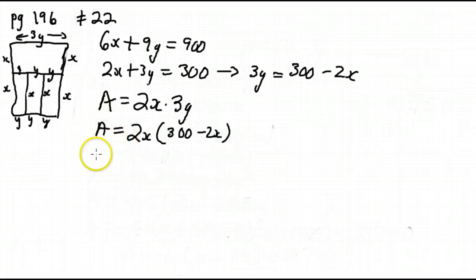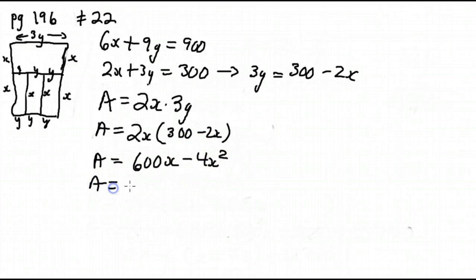Okay, this is a quadratic function. We're trying to maximize or minimize. This will be 600x minus 4x squared. So we are actually maximizing because this will open down. Let's rewrite this. Okay, now I don't get to arbitrarily change signs here, right? This is not equal to 0. I can't divide out the negative 4.